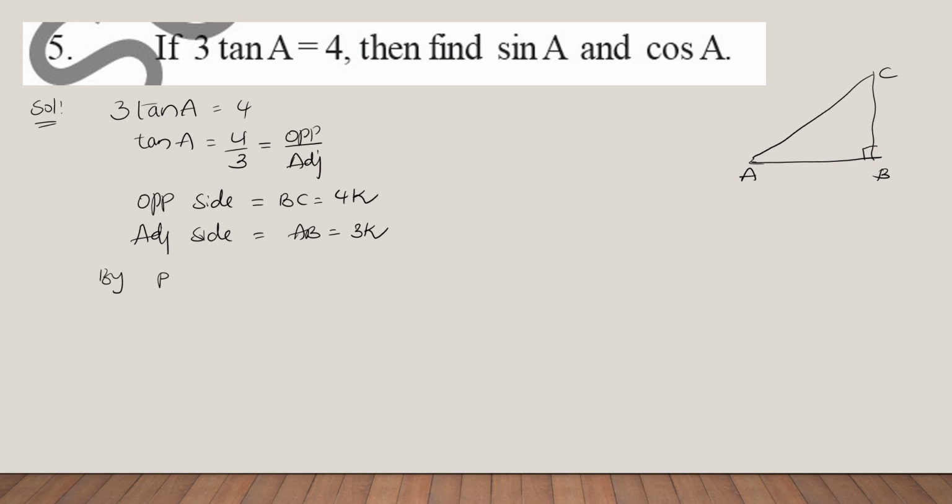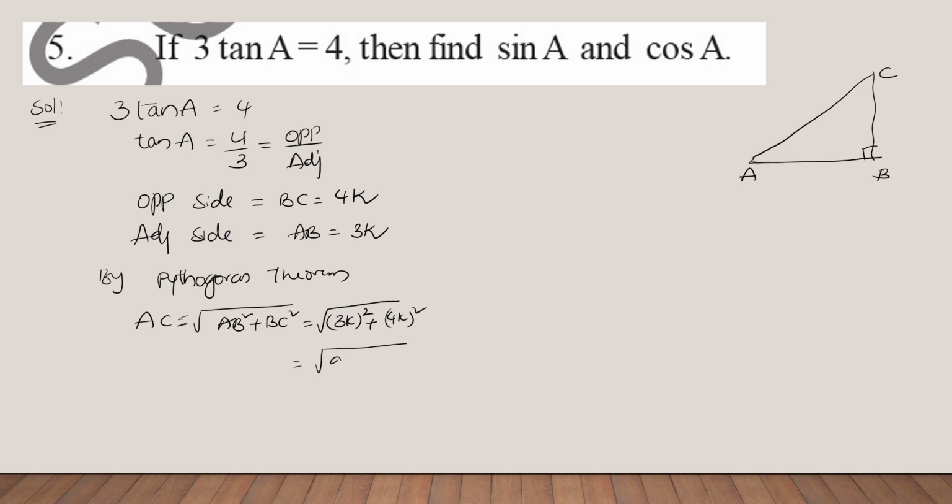By Pythagoras theorem we can find AC now. AC is equal to the square root of AB square plus BC square. Since it is the hypotenuse, it is the square root of the sum of squares of the other two sides. So AB is 3k whole square plus BC is 4k whole square, which is 9k square plus 16k square, which gives 25k square, which gives 5k. So the value of AC is 5k.